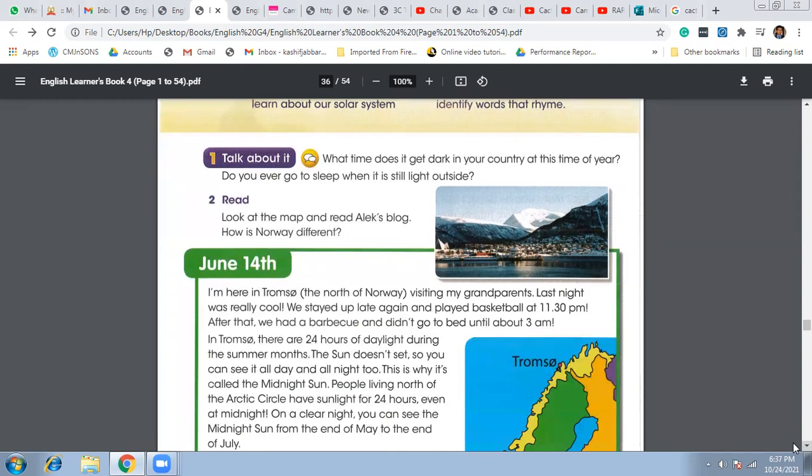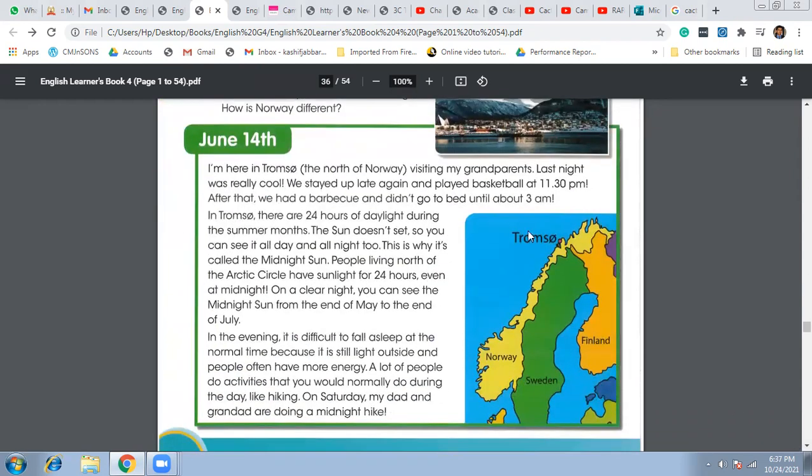How is Norway different? So it is the 14th of June. The 14th is the day and June is the name of the month, right? Alex is telling us about his visit to Tromsø. Here he says, I am here in Tromsø, in the north of Norway, visiting my grandparents. Last night was really cool. We stayed up late again and played basketball at 11:30 p.m.